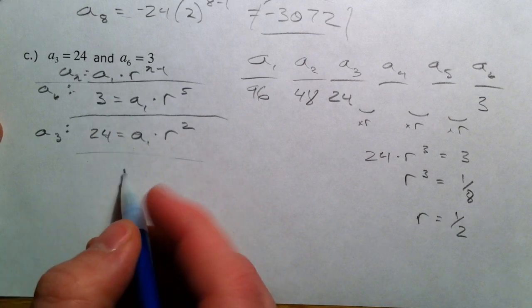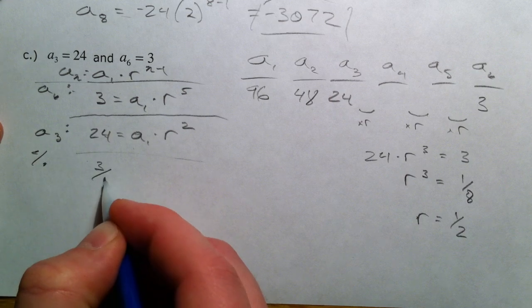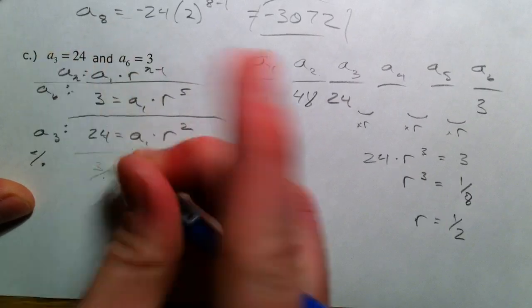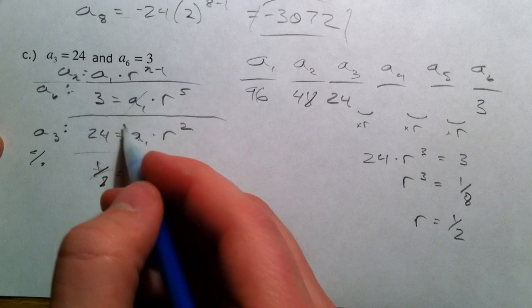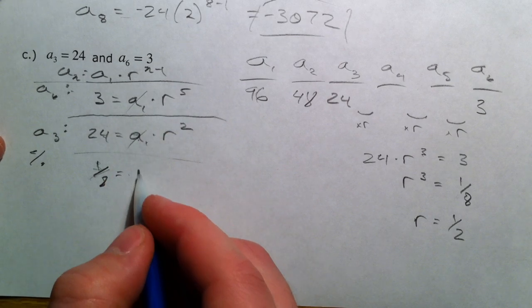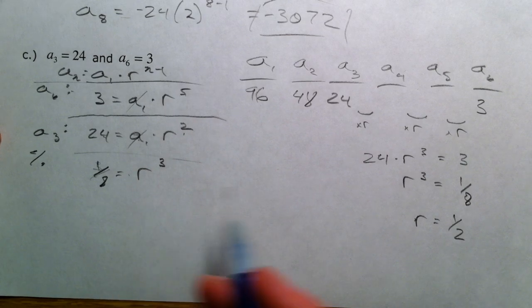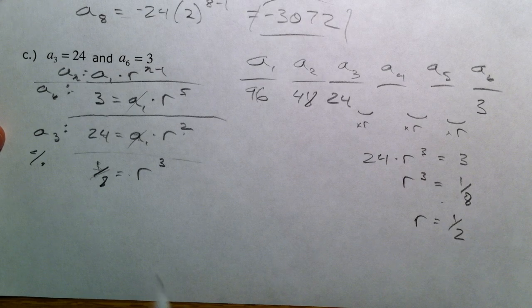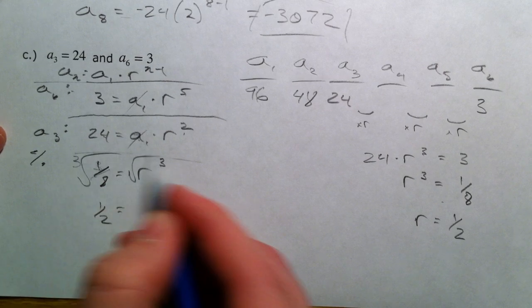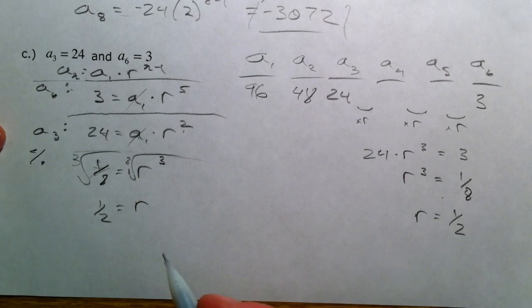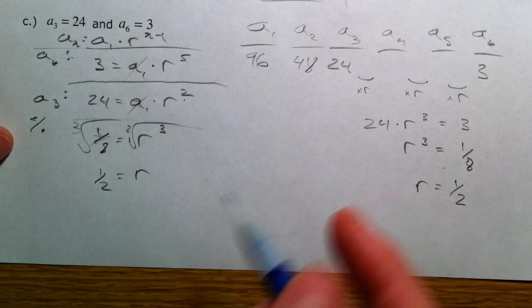And so 3 divided by 24 is 1/8. A sub 1 divided by a sub 1, this is the whole reason we're dividing, because that cancels out to be 1. And then r to the 5th divided by r squared, there's 3 more r's on top there. And now we're to the exact same spot we were on the last one. So then take the cubed root of the r and you get 1/2.